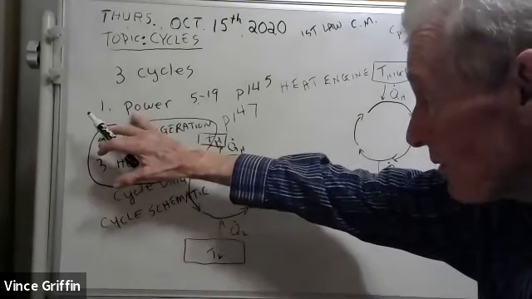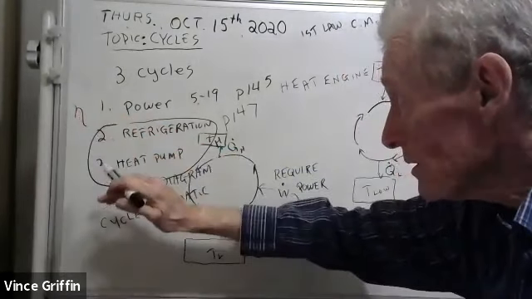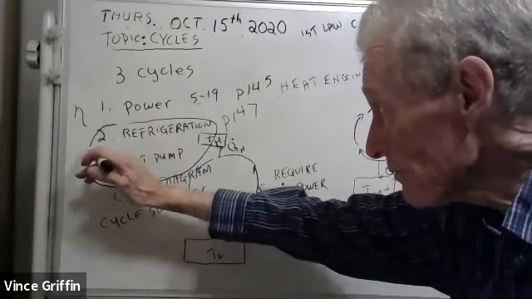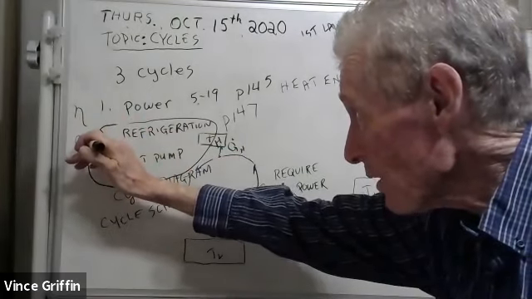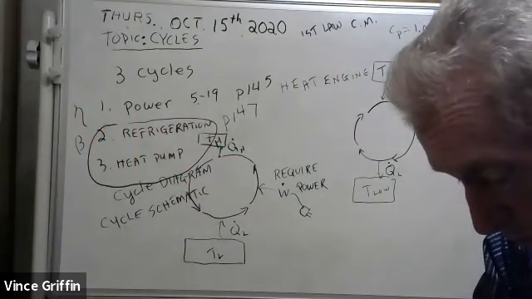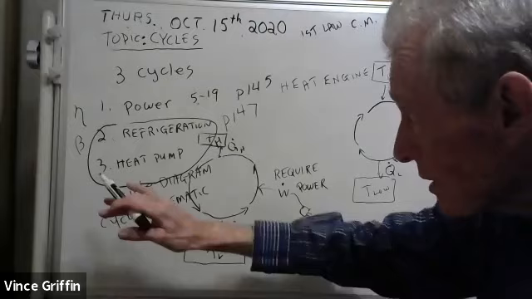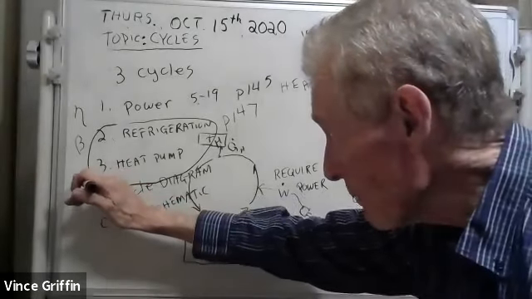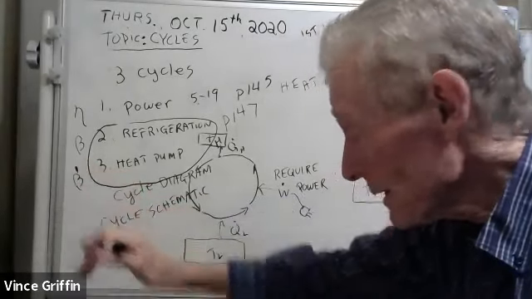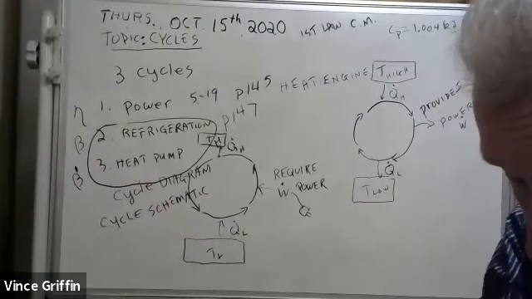Now, power cycles have efficiency. The symbol is an eta. Refrigeration cycles, they don't have efficiency. They have a beta. It's called a coefficient of performance. Heat pumps don't have a beta. They have a beta prime, but it's also called a coefficient of performance.